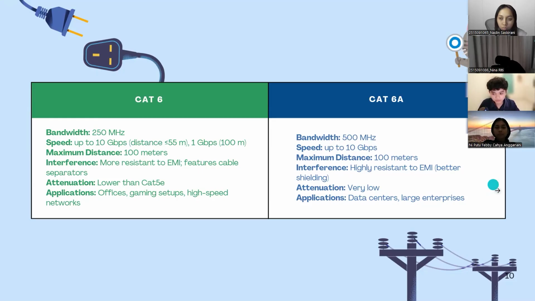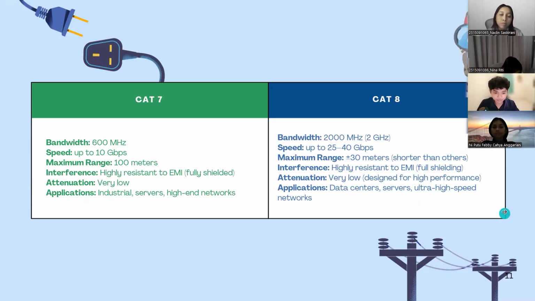But Cat 6 has a bandwidth of 250 megahertz and speed up to 10 Gbps. But it is more resistant to interference. This cable is suitable for offices and high-speed networks. Okay, next.